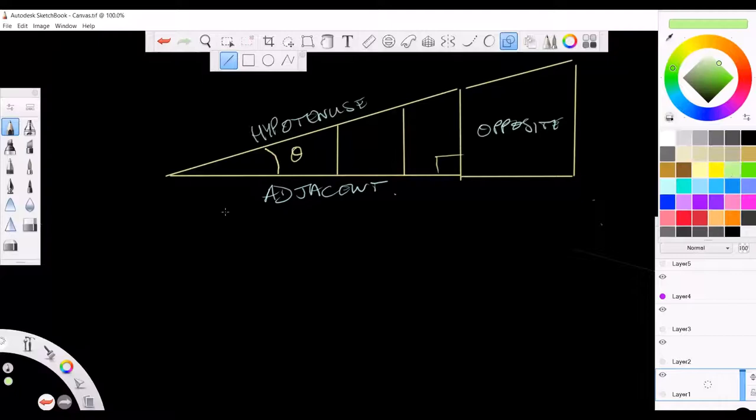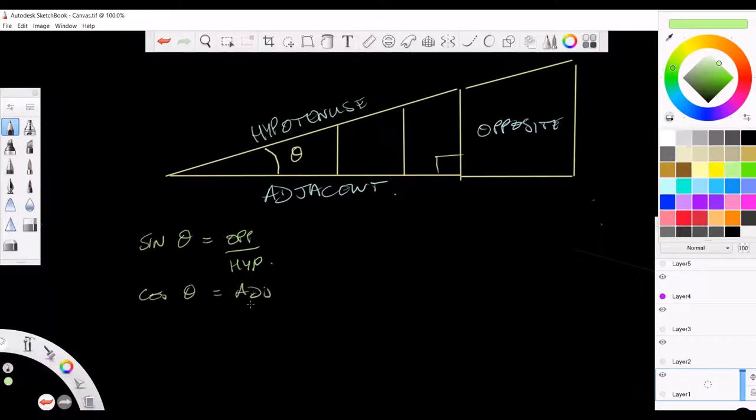So we can write three ratios. Sine of theta is the opposite divided by the hypotenuse. Cosine of theta equals the adjacent divided by the hypotenuse, and tan of theta equals the opposite over the adjacent. And that's just how sine, cosine, and tangent are defined.